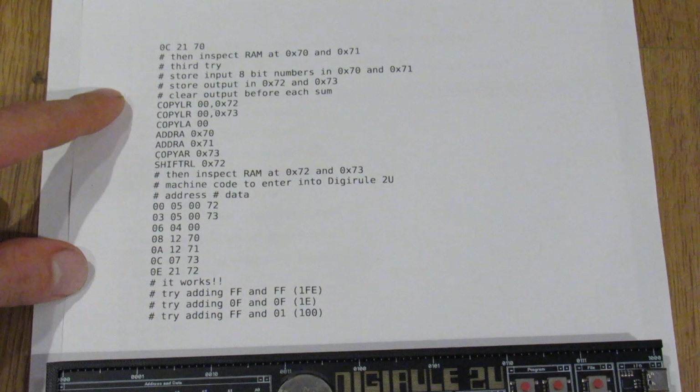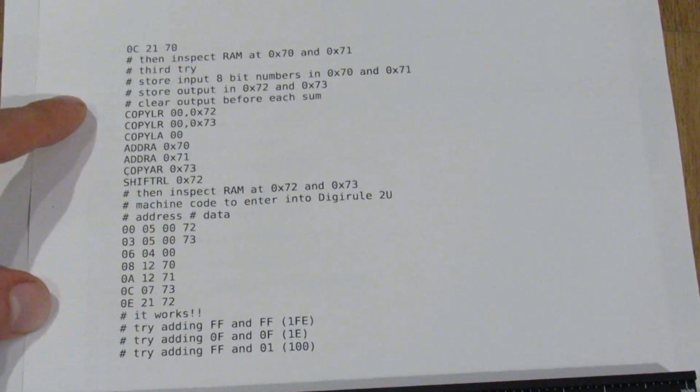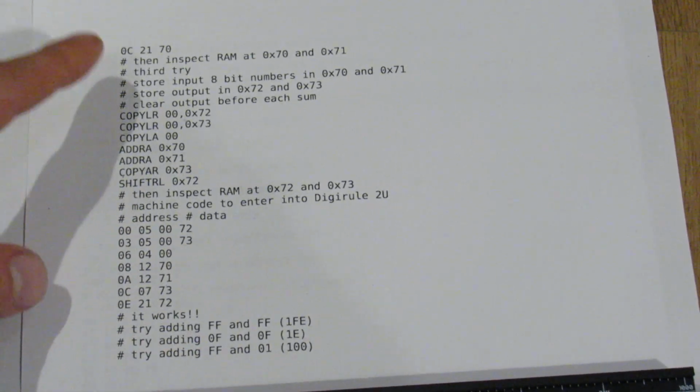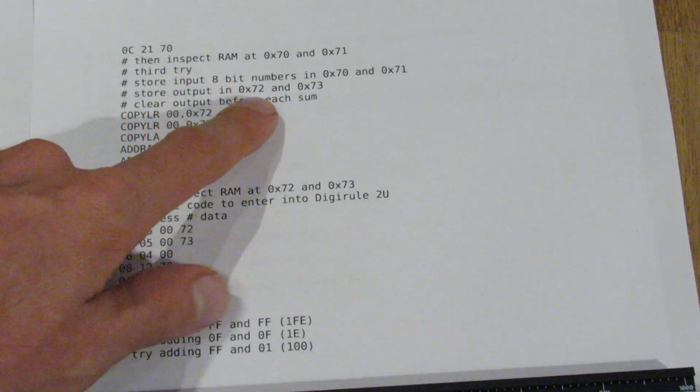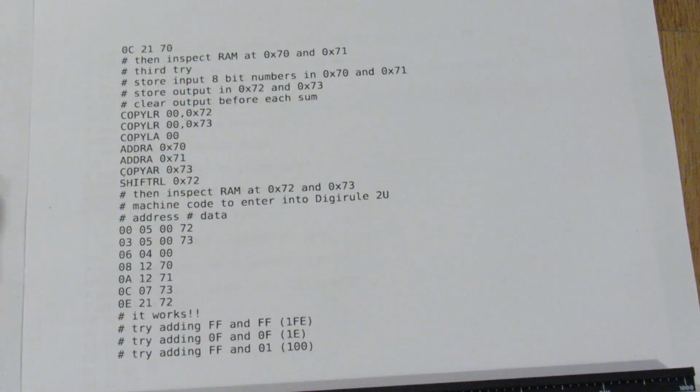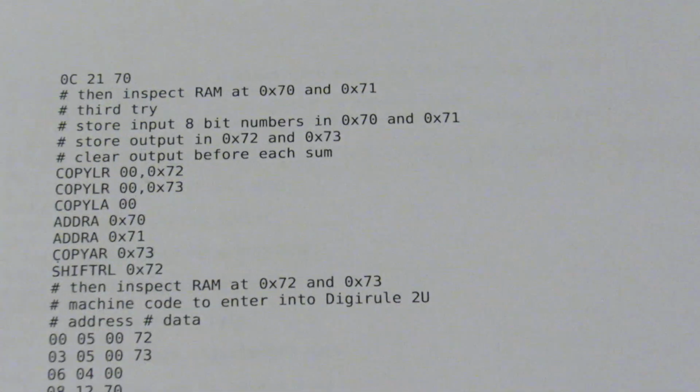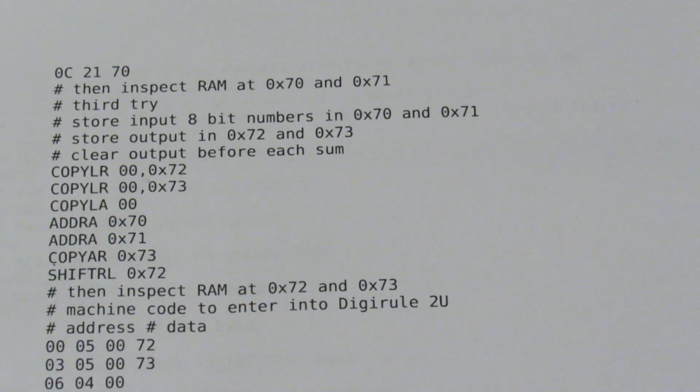So my third try, as you can see in this document, I set up the program. First, you store the two 8-bit unsigned numbers that you add in memory locations 0x70 and 0x71 hexadecimal, and then expect the output in the next two bytes after that, 0x72 and 0x73.